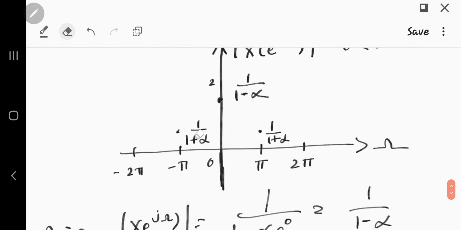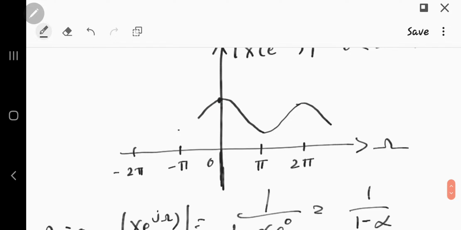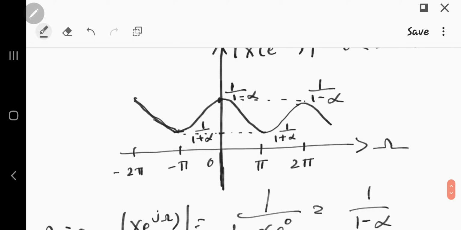So based on this, we can plot. It will decrease here, and at 2 pi again it is going like this, and again in the next instance it will come back, and the same thing happens here. Here it is 1 divided by 1 minus alpha, this one is 1 divided by 1 plus alpha. So that is the amplitude. Again here it is 1 divided by 1 minus alpha, and these things will keep on going. Okay.